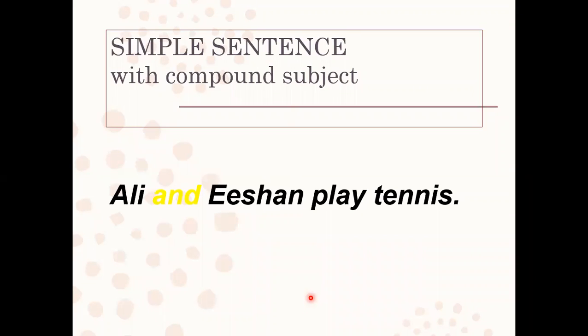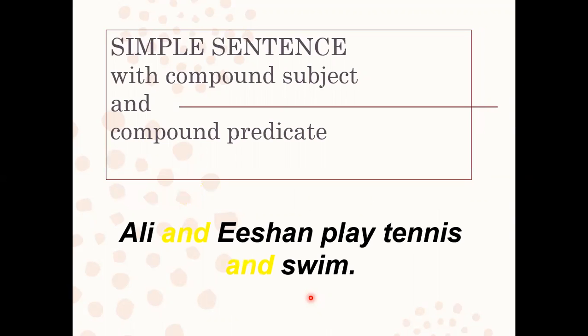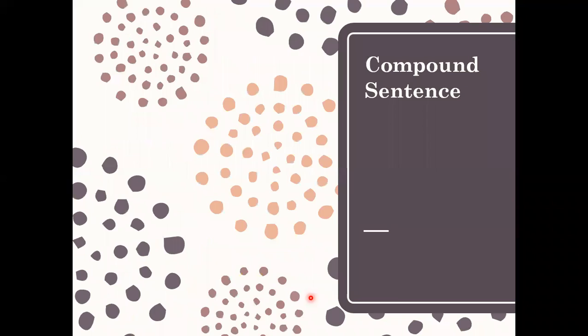Simple sentence with compound subject: Ali and Ishan play tennis. We already discussed this. Simple sentence with compound subject and compound predicate: Ali and Ishan play tennis and swim. There are two subjects and two verbs used in this sentence.